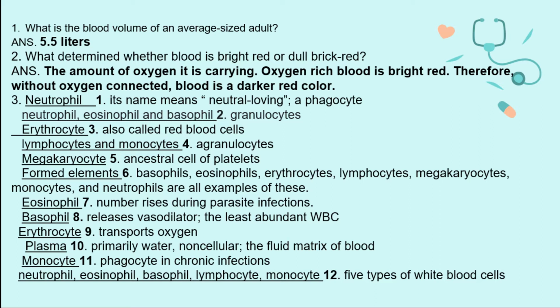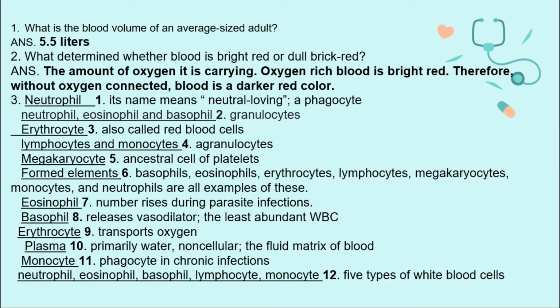For number 3, use the key to identify the cell type or types of blood elements that fit the following descriptive elements. Some terms may be used more than once. The key cell types or blood elements are the basophil, eosinophil, erythrocyte, formed elements, lymphocyte, megakaryocyte, monocyte, neutrophil, and plasma.